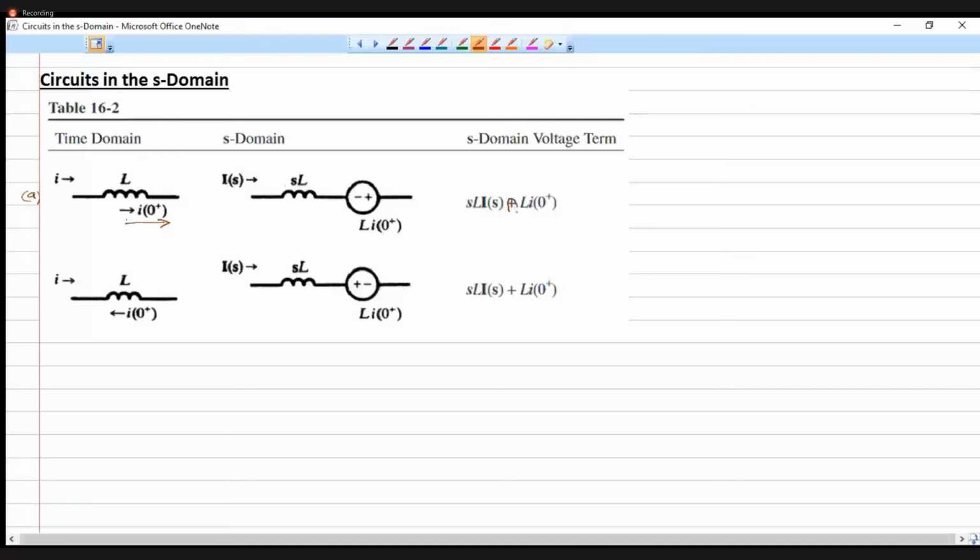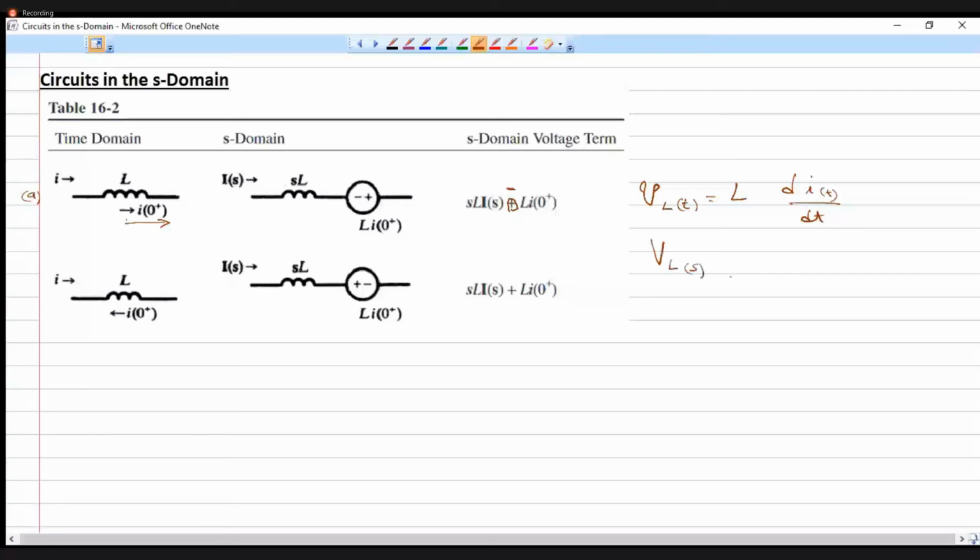I will prove that this is a mistake here. Actually, it should be minus here. So in the time domain, I can write the voltage across the inductor VL of t is equal to L di by dt, right? L into d by dt of I of t. Okay. Now I convert this to the Laplace domain.